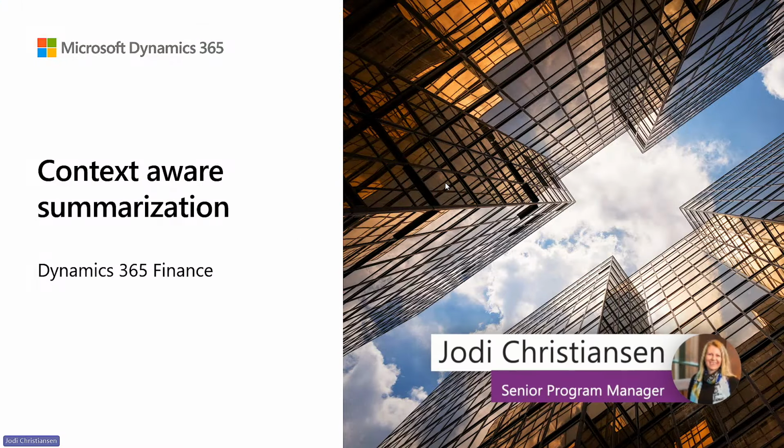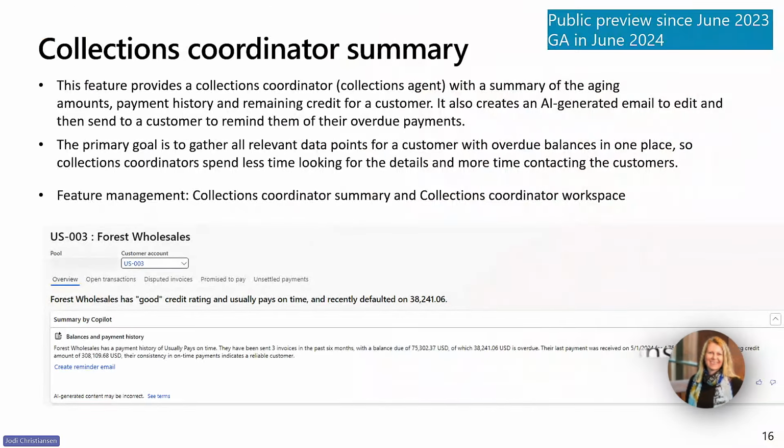Okay, so on the finance side, we have a couple of them that we want to talk about today. So the first one is the Collections Coordinator Summary. And this has been in public preview since June of last year, and it will GA in June of 2024, so pretty soon. And this feature is for the Collections Coordinator, or known as the Collections Agent as well. And it's a summary of their aging amounts, their payment history, and any remaining credit for the customer. And then it can also create an AI-generated email for sending off to a customer.